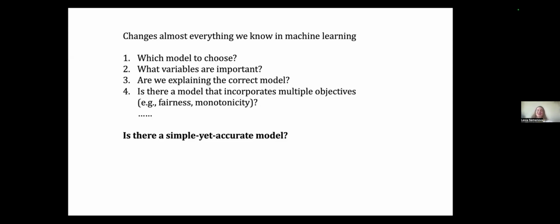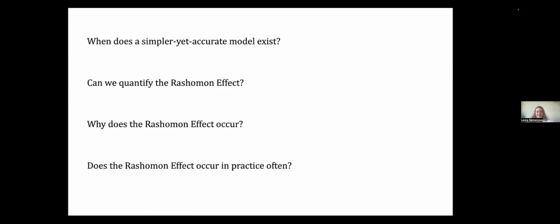The question I'm actually interested in asking with respect to this model multiplicity is: is there a simple yet accurate model? And with respect to this question, we will cover 4 specific points. We'll talk about when this model exists. We'll try to quantify the Rashomon effect and see why it occurs and how often it occurs in practice. So let me start with trying to quantify it a little bit.